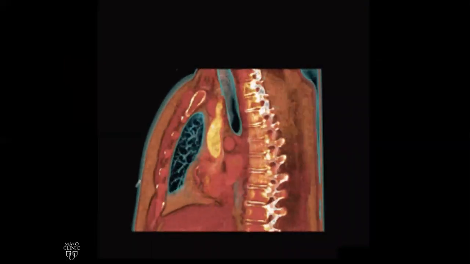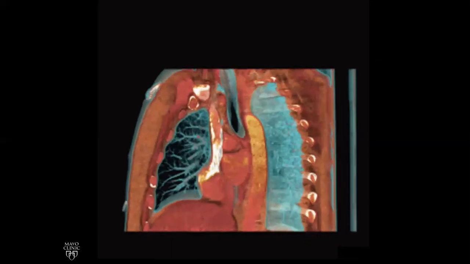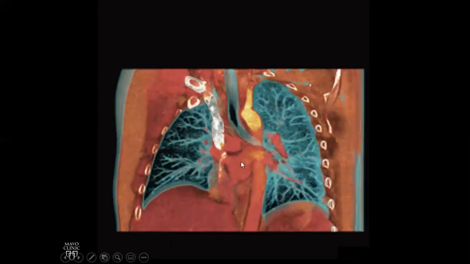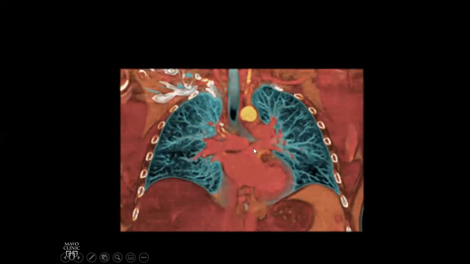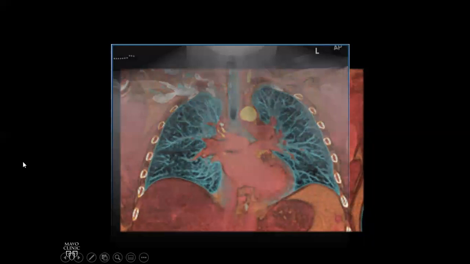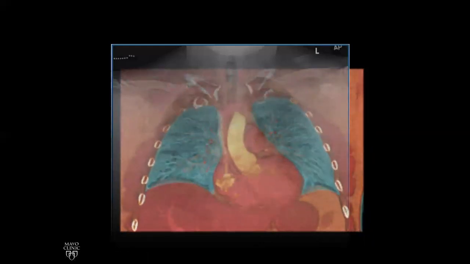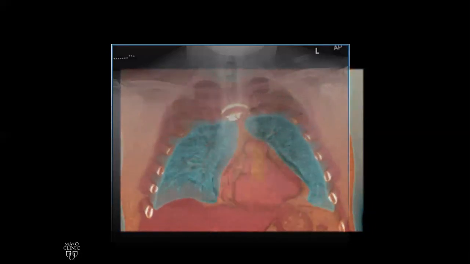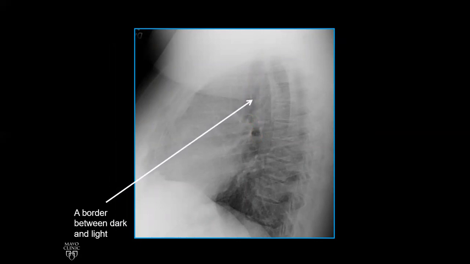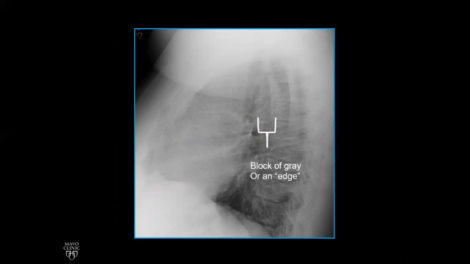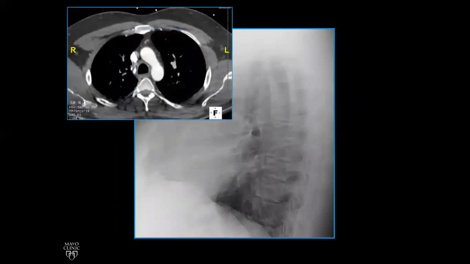So we're going to take the CT scan and slowly rotate around to the front. We get the aorta coming into view. Here's the left atrium. Here's the trachea, and there's the left main bronchus, right pulmonary artery. We overlay the frontal radiograph, fill in a little bit. And there we go. So there's the trachea. There's a border between the dark and light in this patient. We see sort of a block of gray or an edge. We don't see a straight line. And that's again because there's no air posterior to the trachea in this patient.